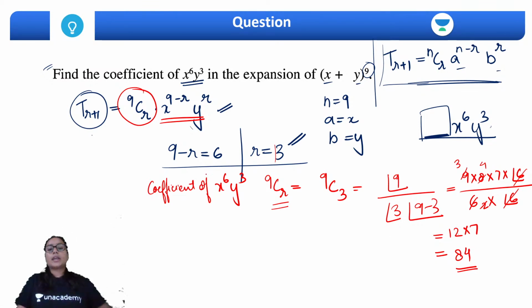Alright. So therefore the coefficient of x raised to the power 6 into y cube is equal to 84 in the expansion of x plus y raised to the power 9. Alright, is this question clear? Yes, guys, is this question clear to everyone here?